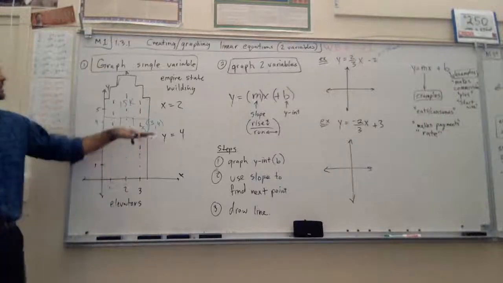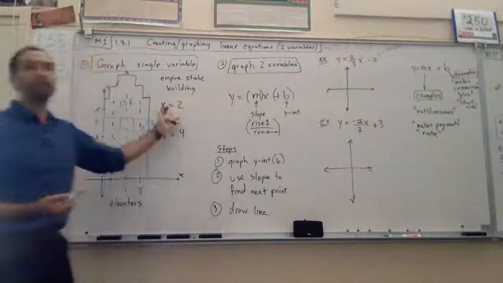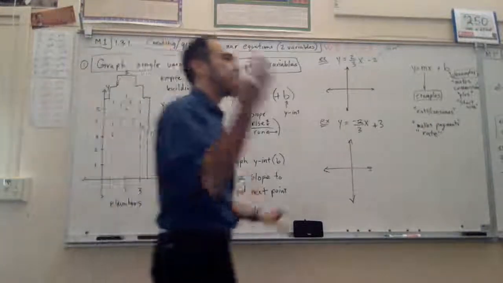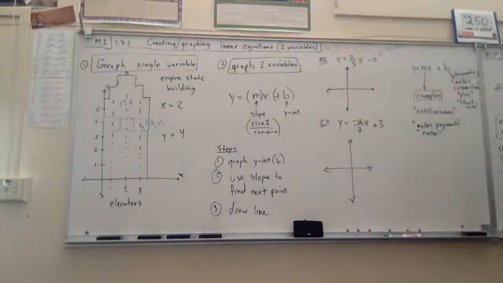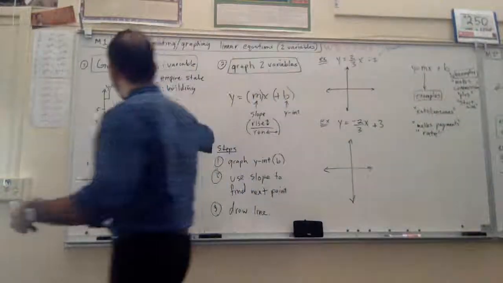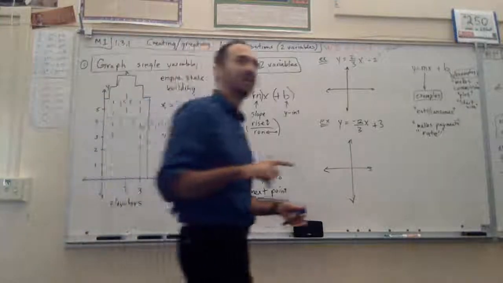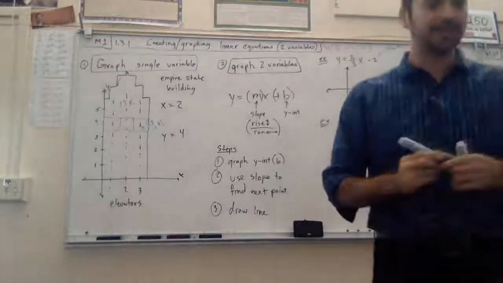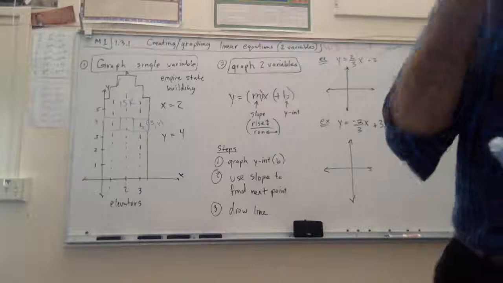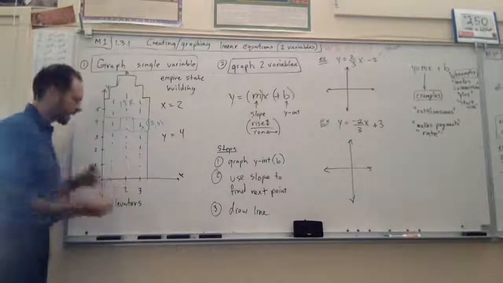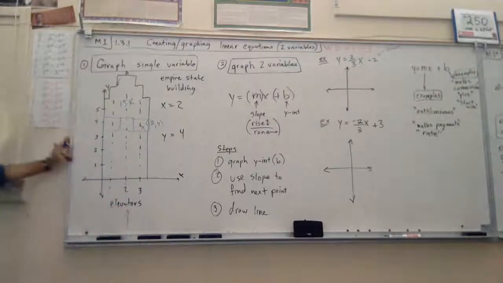Now, before we graph 2 variables, I want to look at 1 variable. So if I'm talking about x is equal to 2, am I talking about an elevator or a floor? Tell your neighbor real quick, am I talking about an elevator or a floor if I have x is equal to 2? Elevator. Right? Okay, let's see. Kaylin, what did you and your partner say? Elevator. I'm talking about this right here, right? The second elevator.